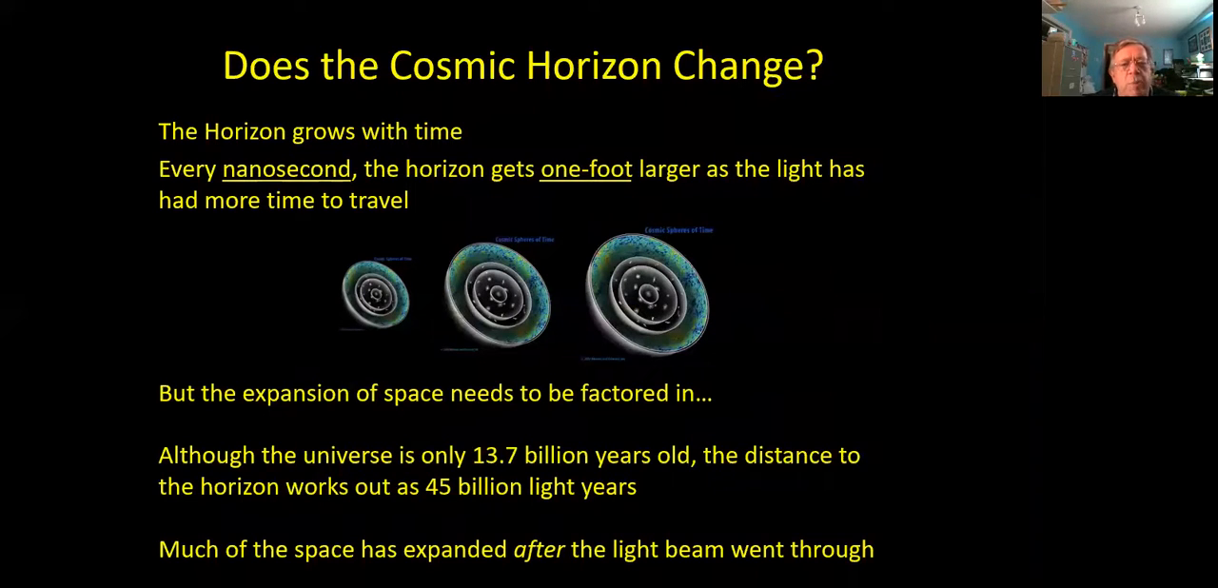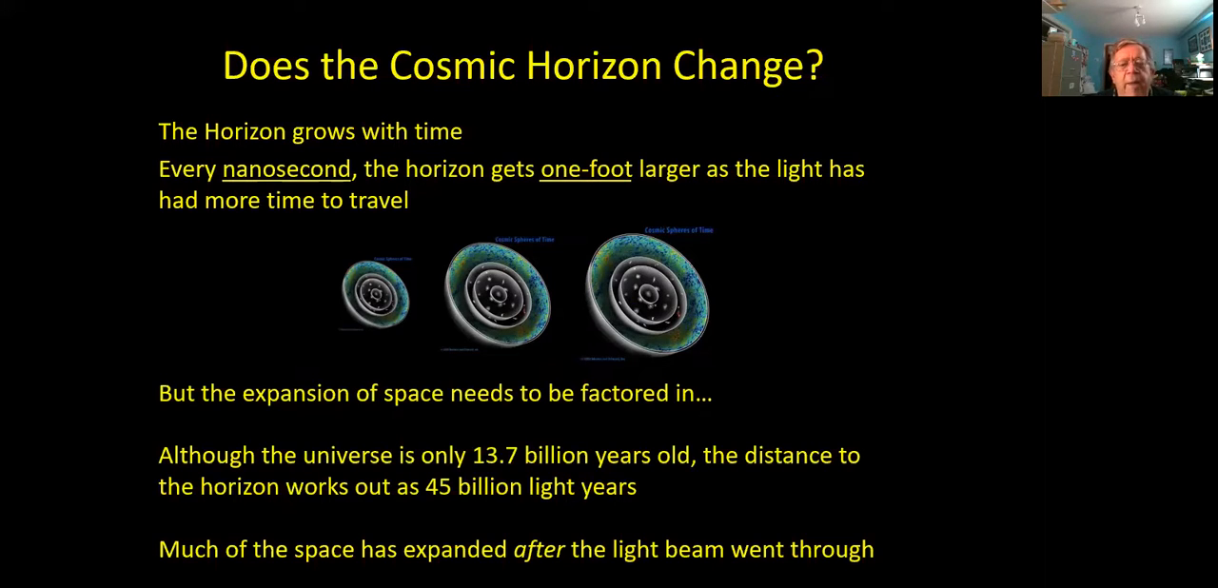So this cosmic horizon grows with time. Every nanosecond, the cosmic horizon gets 1 foot larger, because light travels 1 foot in 1 nanosecond. 30 centimeters in a nanosecond is a light foot. It's how far light will travel in 1 billionth of a second. It's quite a useful figure to remember sometimes. And so as the universe gets older and older, the light has had more and more time to do the traveling, and so the horizon around us appears to enlarge.